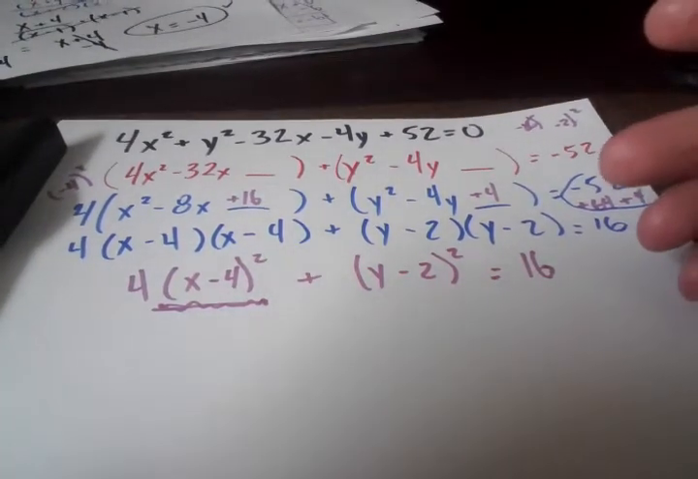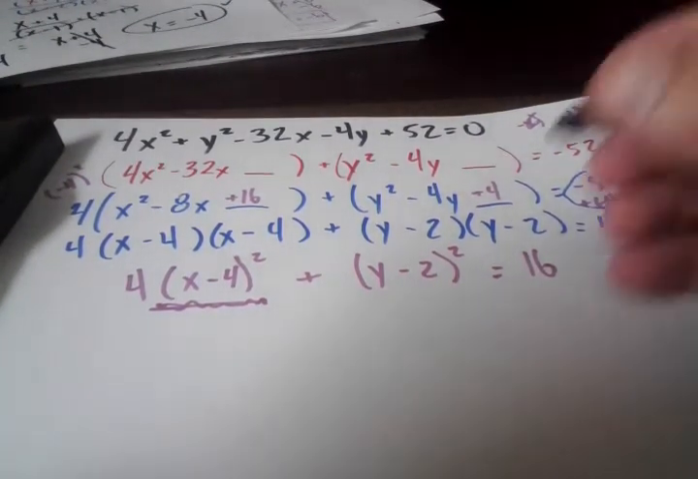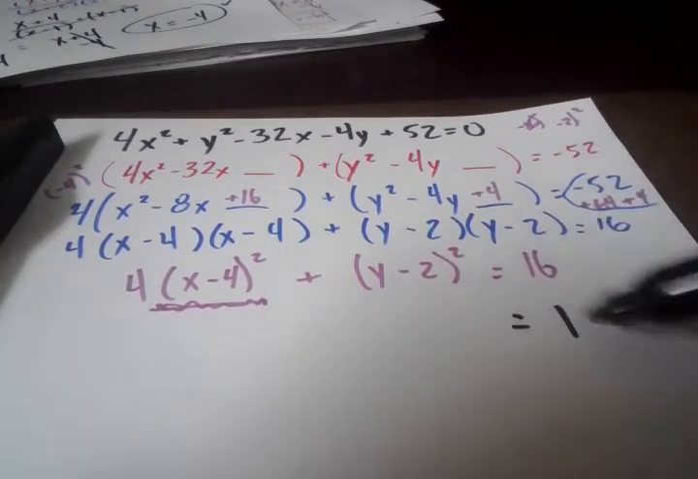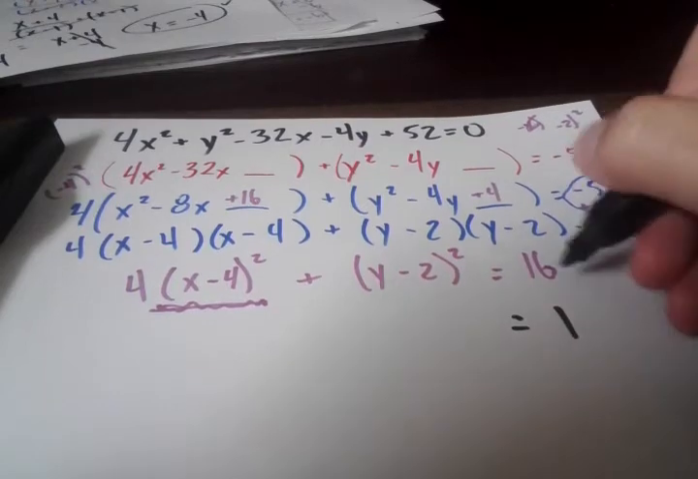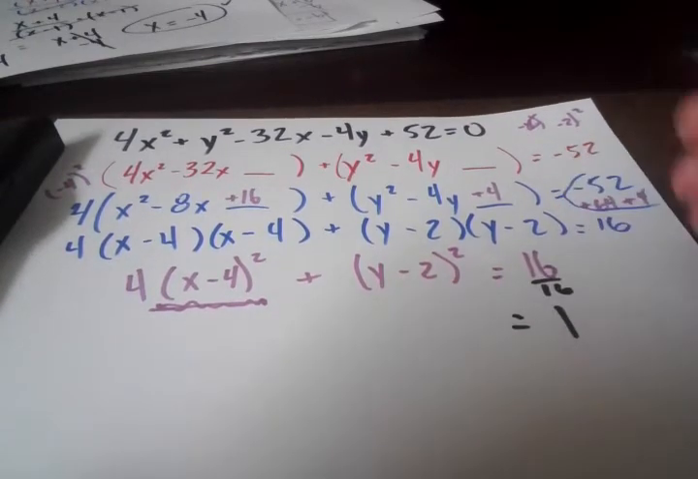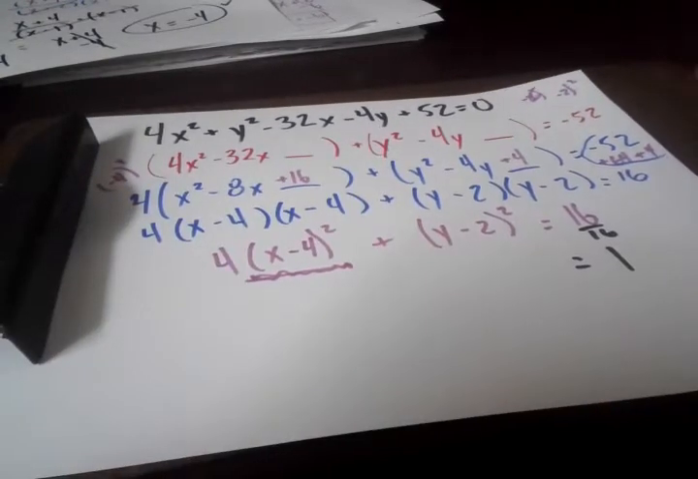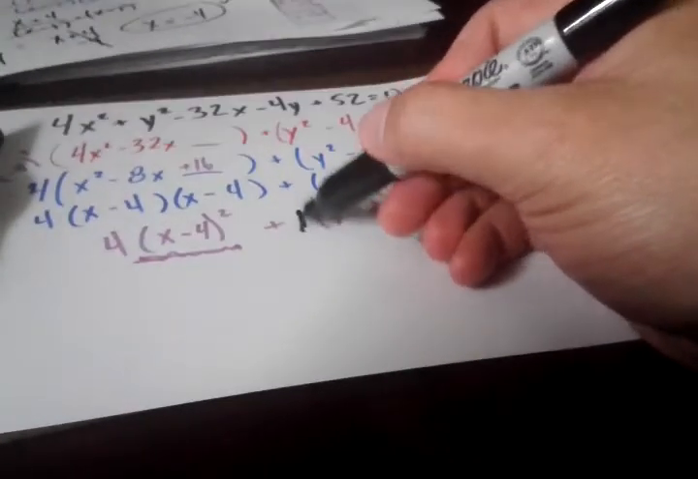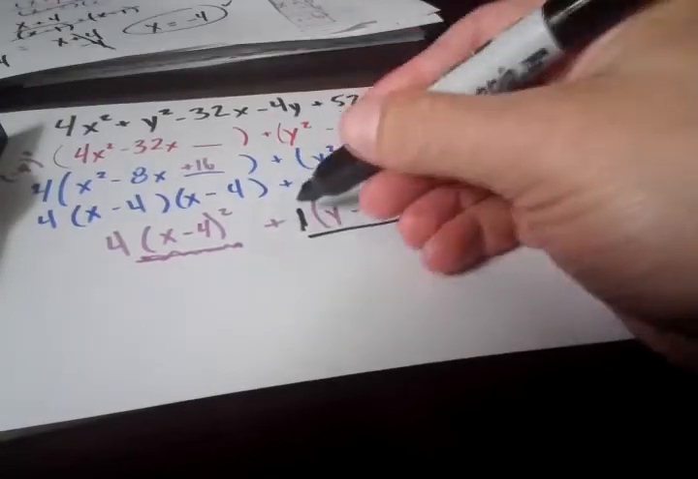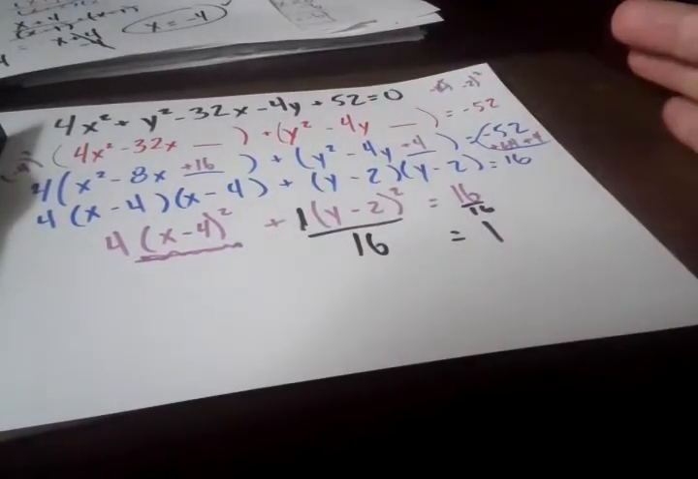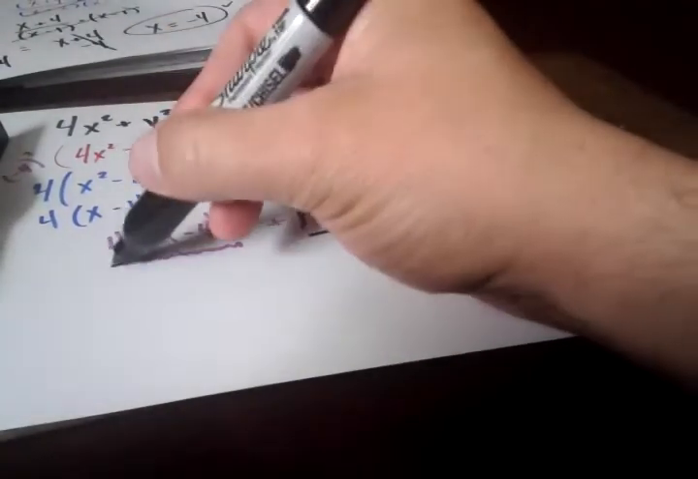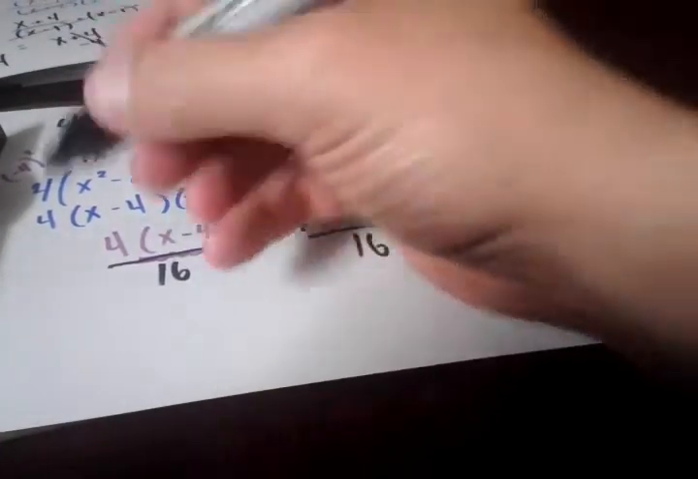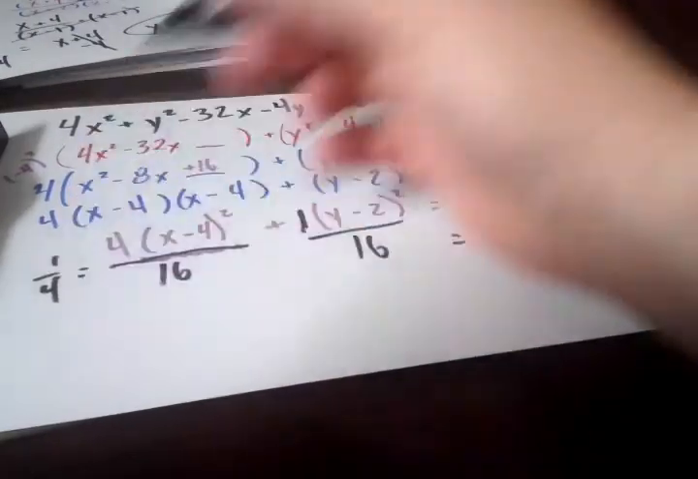Okay, equaling 16 is not okay. It has to equal 1, right? We need this side to equal 1. So how do we get 16 to equal 1? Well, we could just divide by 16, right? We could divide by 16. And that's exactly what we're going to do. So this coefficient is a 1, right? So what's 1 over 16? It's just 16. And this number goes over 16. What's 4 over 16 reduced to? It reduces to 1 over 4.